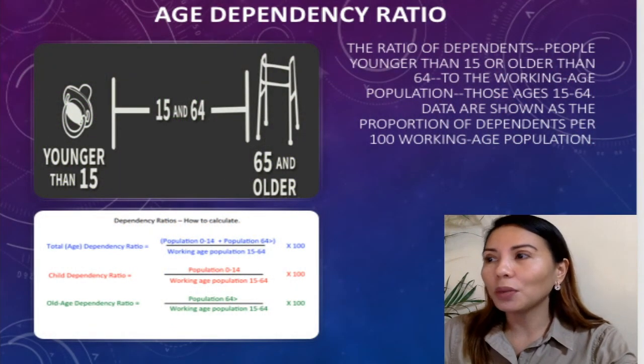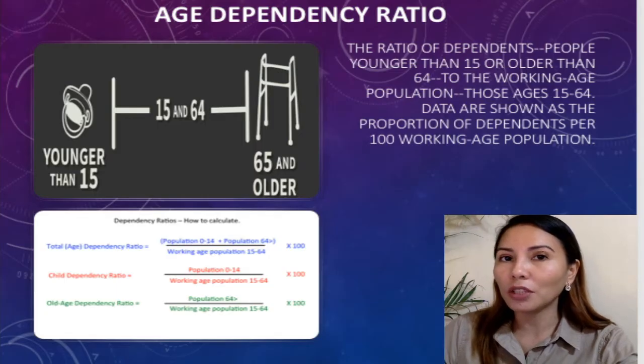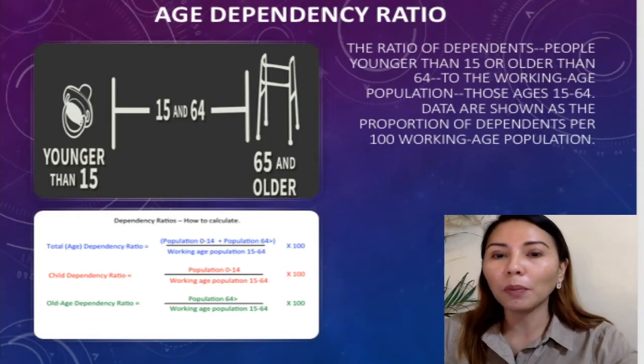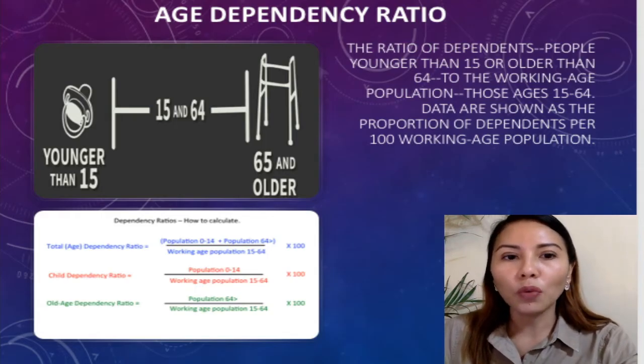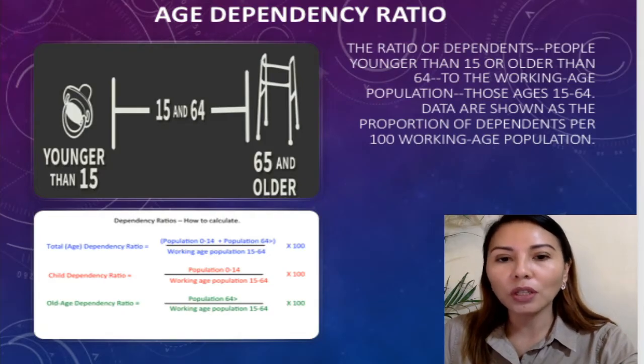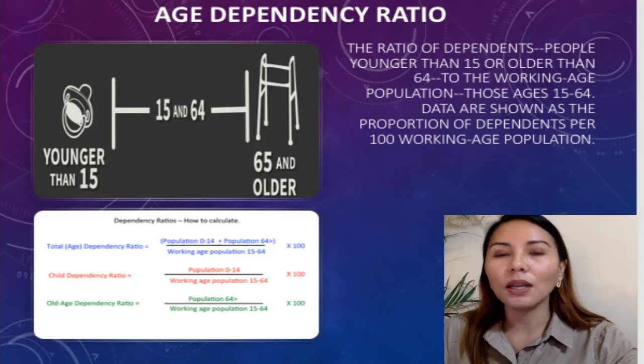Age dependency ratio is the ratio of dependents, that is, people younger than 15 years old or older than 64, to the working age population at 15 to 64 years old. The proportion of the population aged 0 to 14 over the population aged 15 to 64, the so-called working age population, is used to indicate the burden of caring for this group and is called the child dependency ratio, whereas the proportion of the population over 65 divided by the working age population is called the old age dependency ratio.